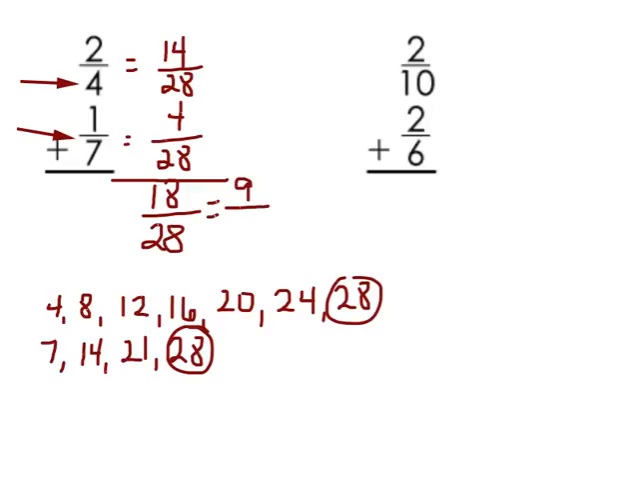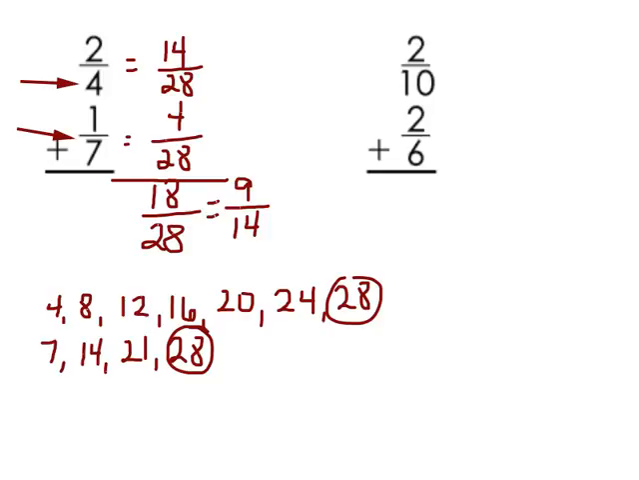And 28 divided by 2 is 14. And that is in its simplest form. Now let's turn our attention to 2 tenths plus 2 sixths. So I need to think about my least common denominator.